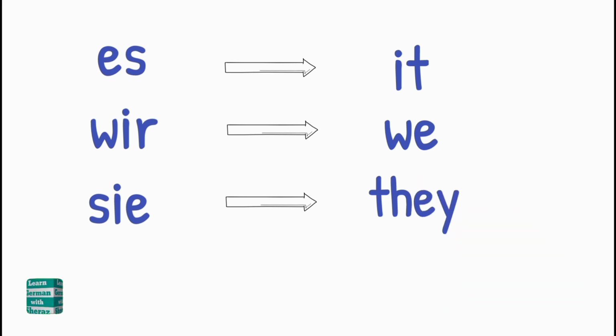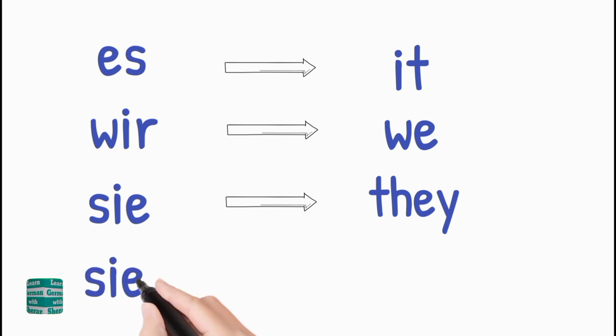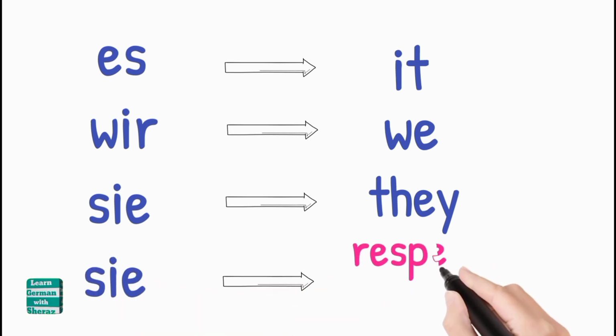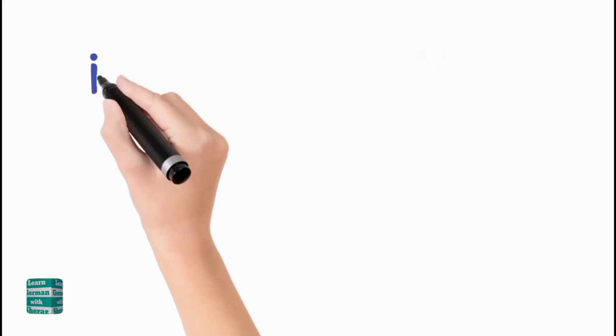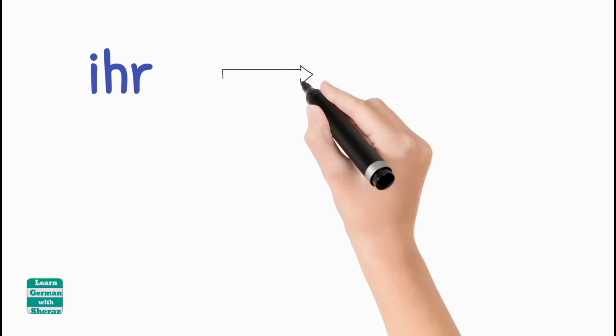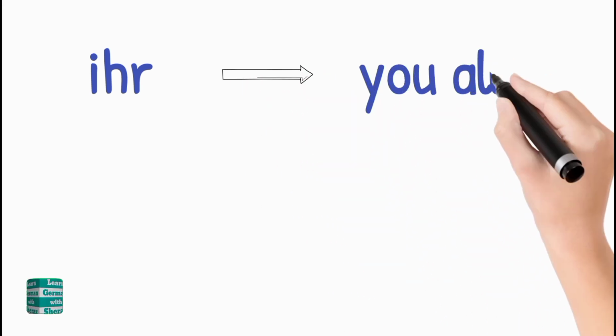Sie. So this sie was what I was talking about. This sie means they, many people. They will be they in English, and in German it will be sie. So another Sie is for respect and for strangers. You don't know anyone, you will talk with them like Sie. Wie heißen Sie means what is your name. So next one is ihr. It means you all.